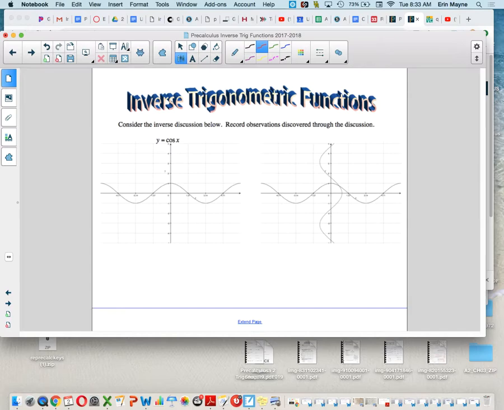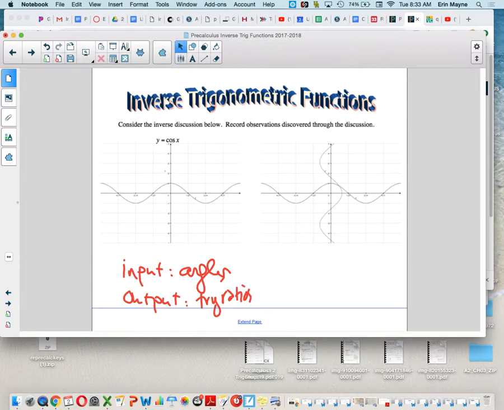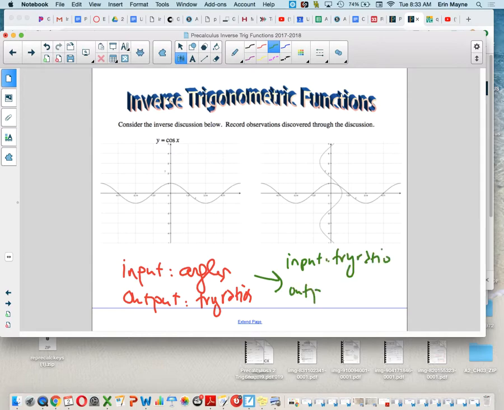I'm taking the cosine of a radian or a degree, some sort of angle. So for cosine, I have inputs that are angles. We're going to refer to my outputs as my trig ratios. So when I think about an inverse, I need an inverse so that I can input a trig ratio and output an angle.